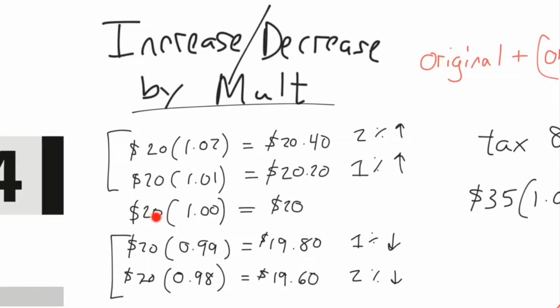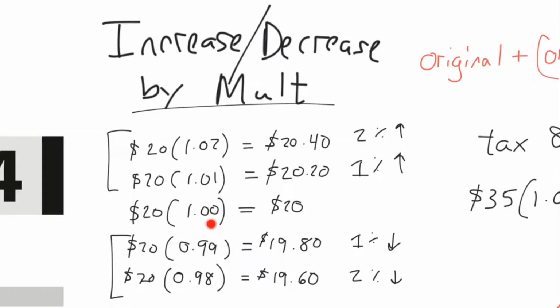$20, let's say you don't want to change it at all. If you don't want to change $20 by using multiplication, you multiply it by 1 and you still get 20. But if you want to increase that just a little bit, you can multiply it by 1.01. You can see here it becomes $20.20, and that's a 1% increase. If you multiply it by something slightly larger, 1.02, you get even a 2% increase.